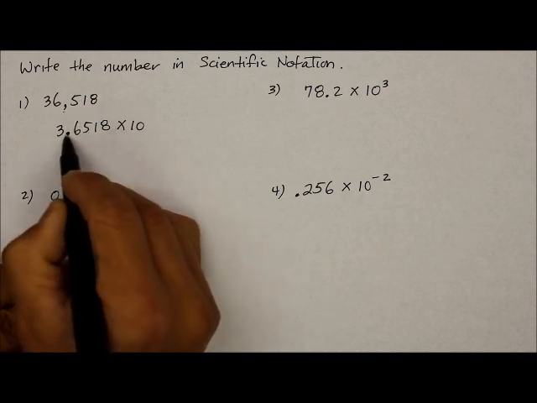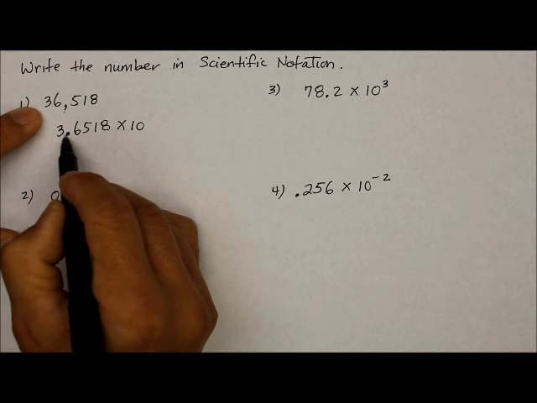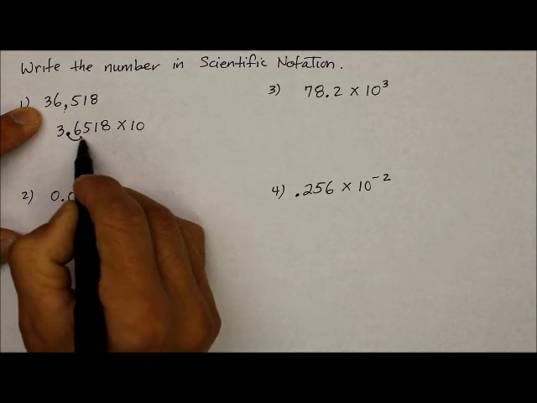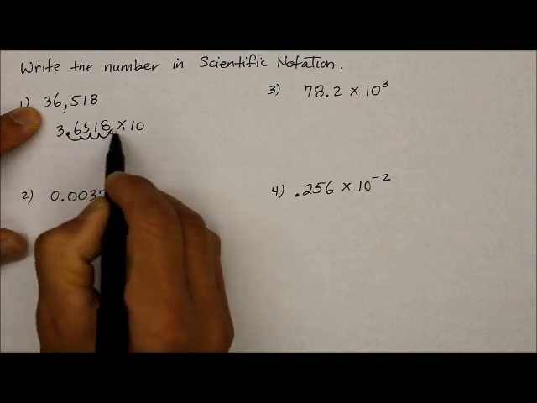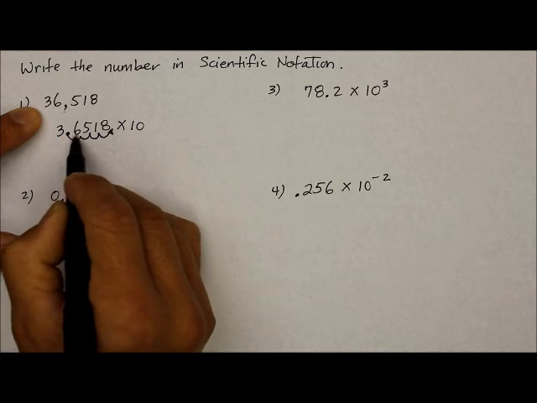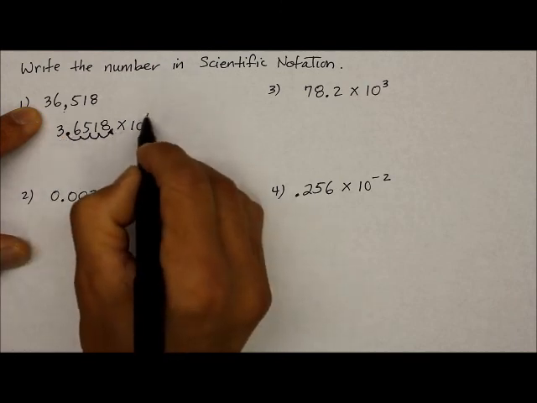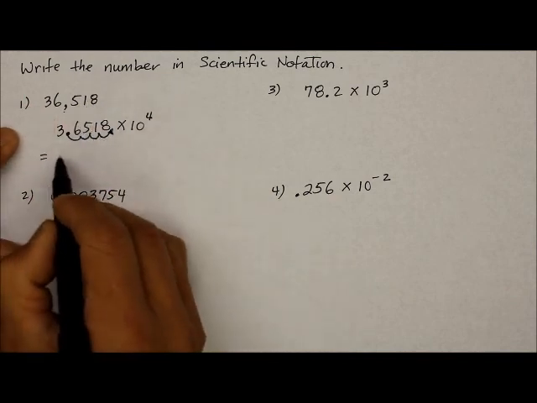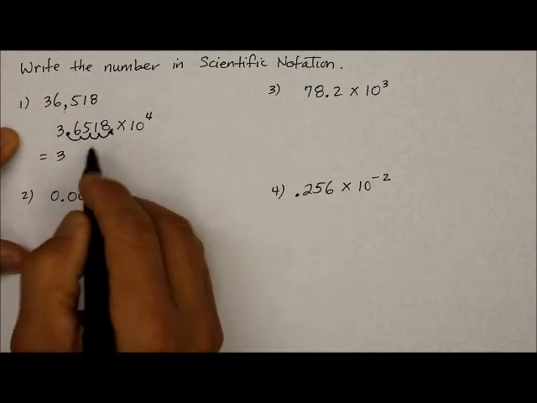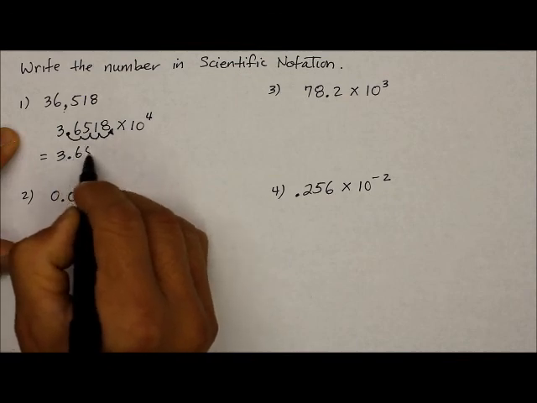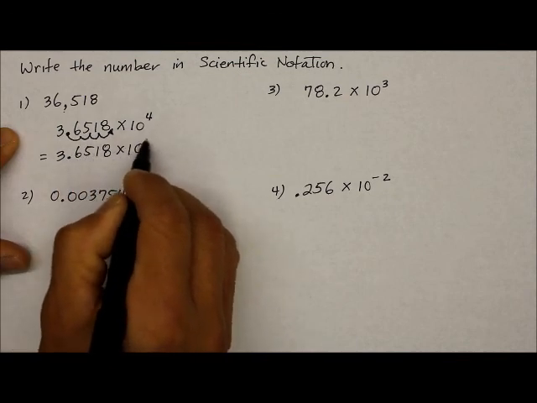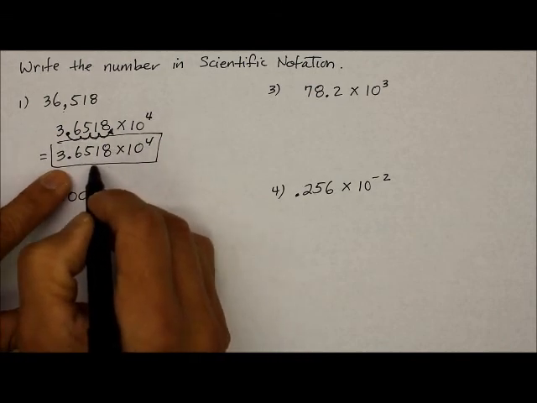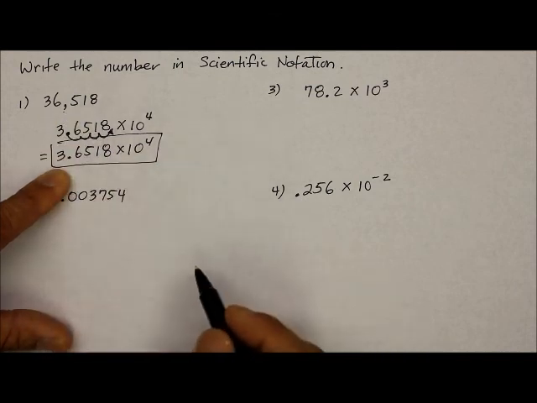So you say, well, to go back to where it was, I needed to move this 1, 2, 3, 4. You would like your friend to move this number 4 spaces to the right. So right means positive. And that will bring you back to this original number. So the solution becomes 3.6518 times 10 to the 4th. So when your friend takes a look at this scientific notation and you tell him, make that back into the number, you'll get that one.